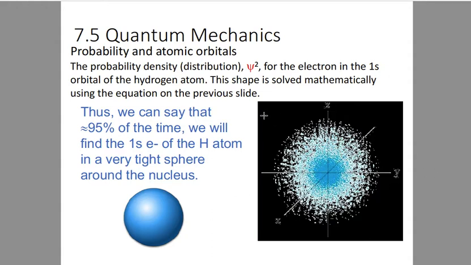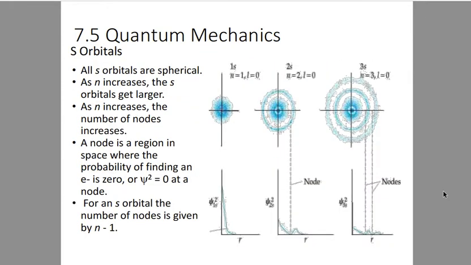And doing the math would give us this physical shape, and that's how we come up with the fact that the s orbitals are spherical in shape, because the math tells us that's the probability density of where it would be. So all s orbitals are spherical, okay? As we go from n equals 1 to n equals 2 to n equals 3, so on and so forth, the s orbitals get bigger and bigger and bigger.